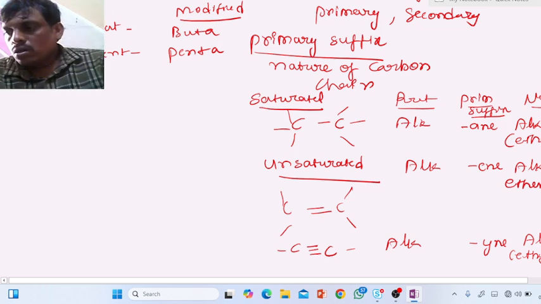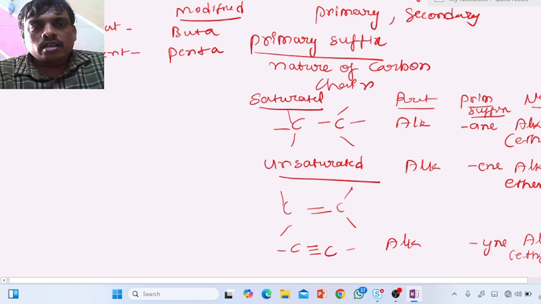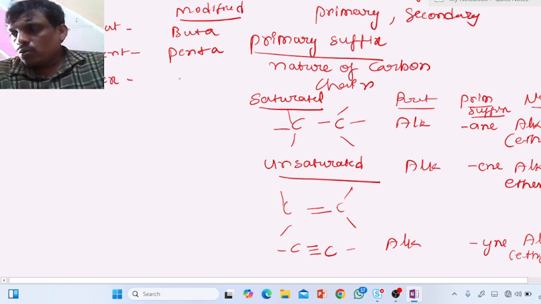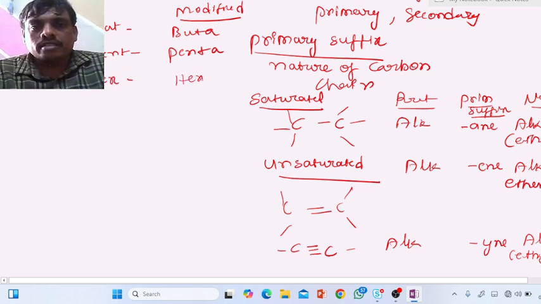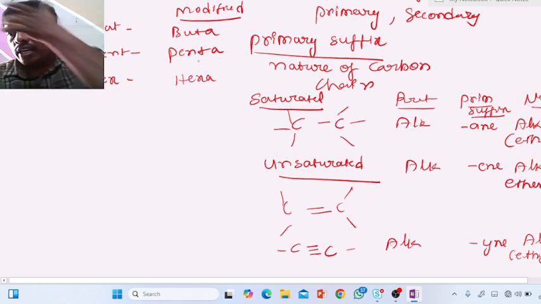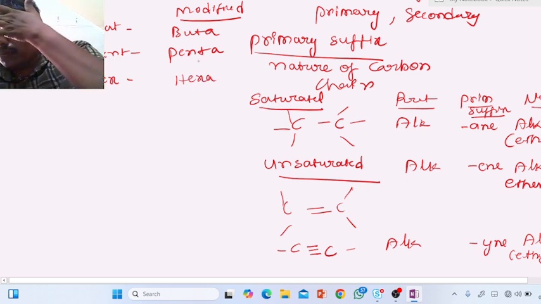So 6 carbons are there, let us take hexa. Now the modified word is hexa. Like this we can take as an example.